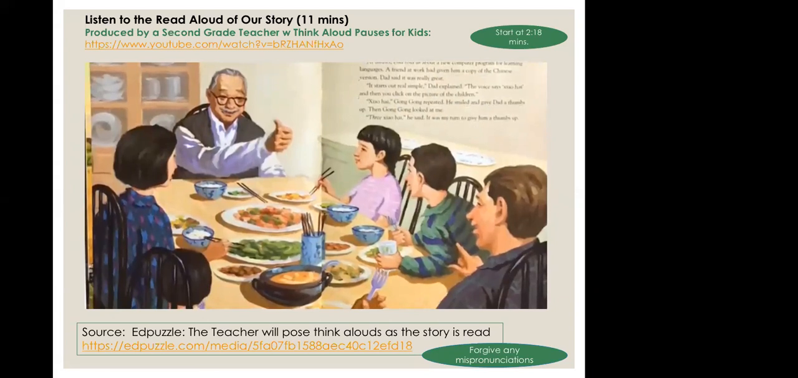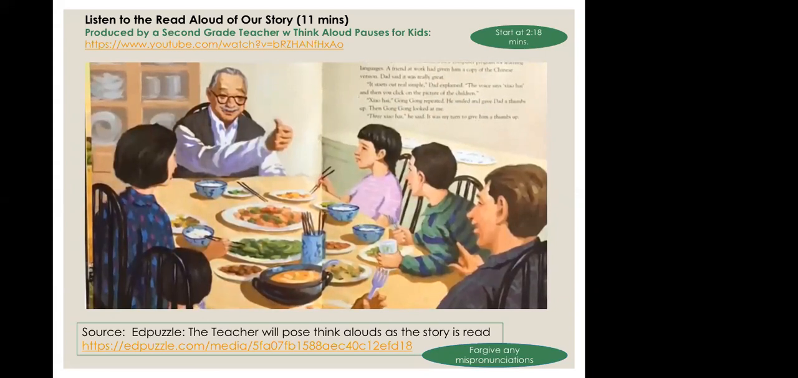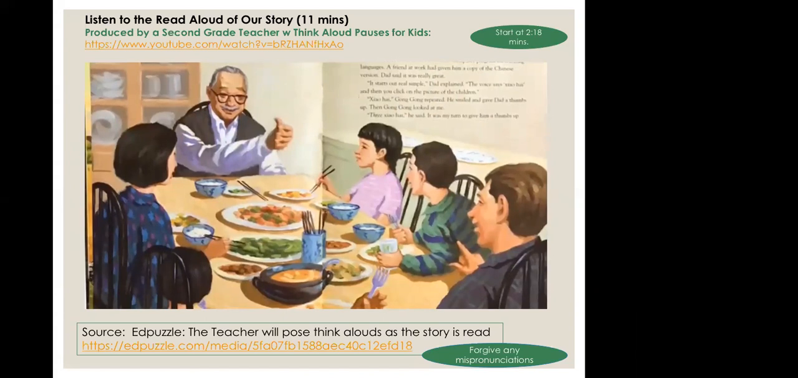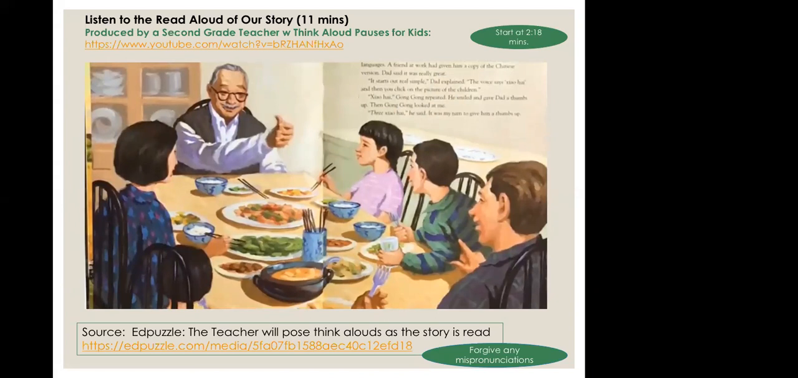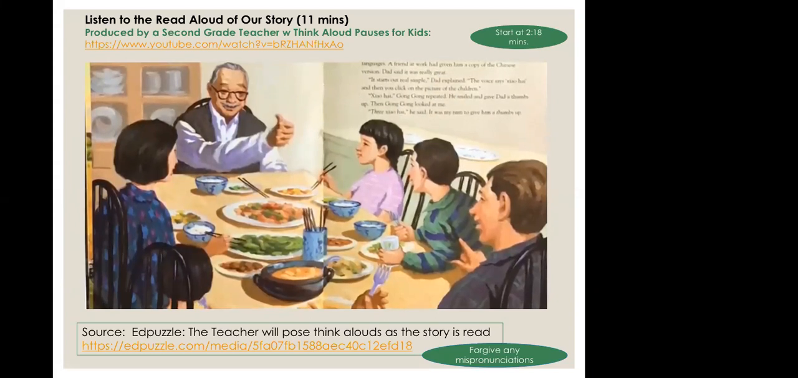"Xiao Hai," Gong Gong repeated. He smiled and gave Dad a thumbs up. Then Gong Gong looked at me. "Xiao Hai," he said. It was my turn to give him a thumbs up.